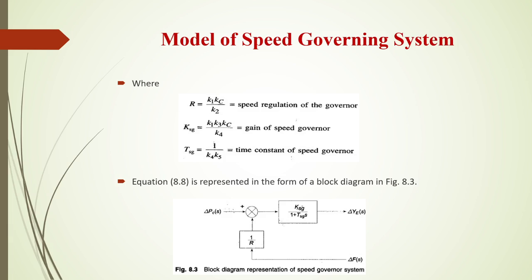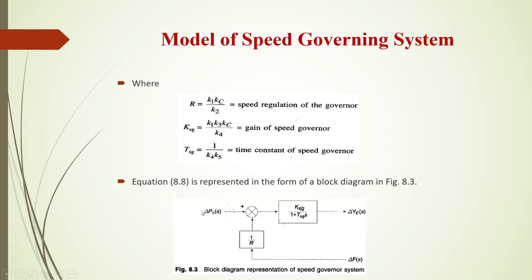TSG is the time constant of the speed governor, that is 1 by K4 K5. Now I am representing these equations in the form of a block diagram. So we are writing the transfer function, that is KSG by 1 plus TSG into S here.